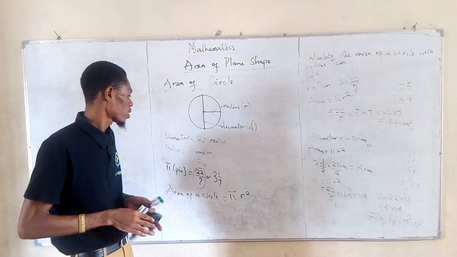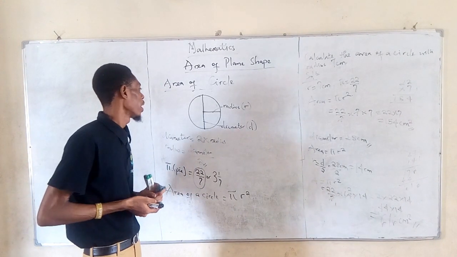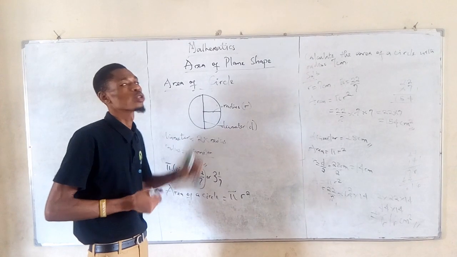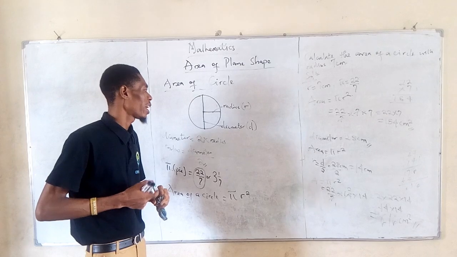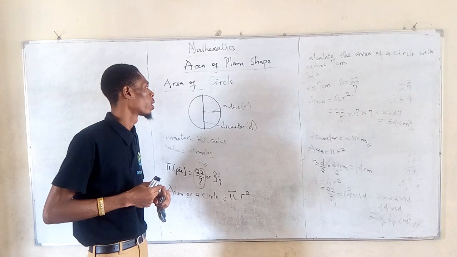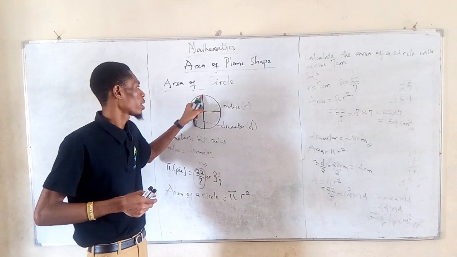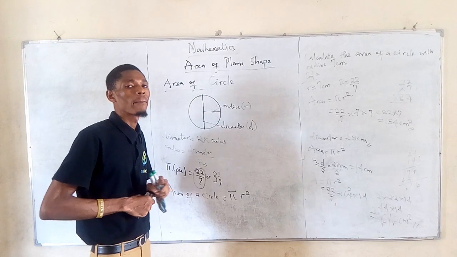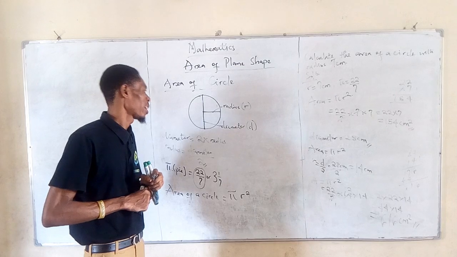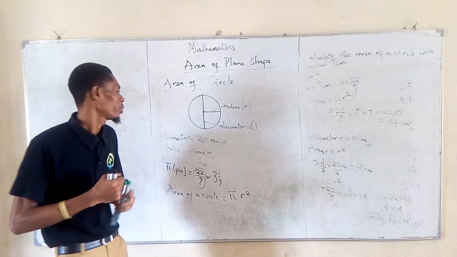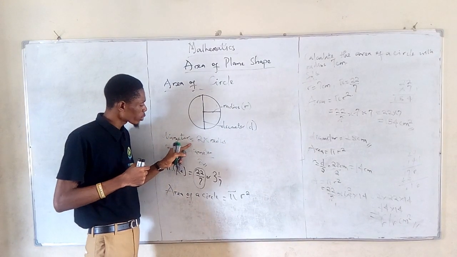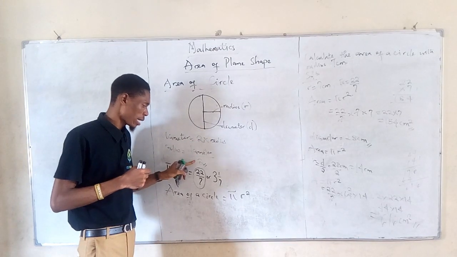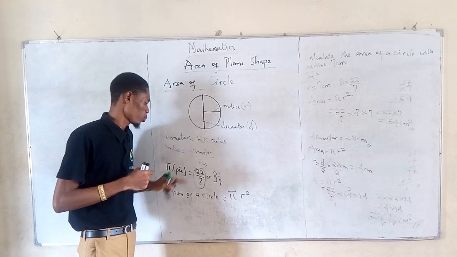Now this is how to calculate the area of a circle. The area of a circle is simply pi r squared, and r is the distance from the center of the circle to any part of the circumference, and the diameter is the distance from any part of the circumference cutting through the center to the other part of the circumference. The relationship between the diameter and the radius is that the diameter is 2 times the radius, and the radius is the diameter divided by 2.